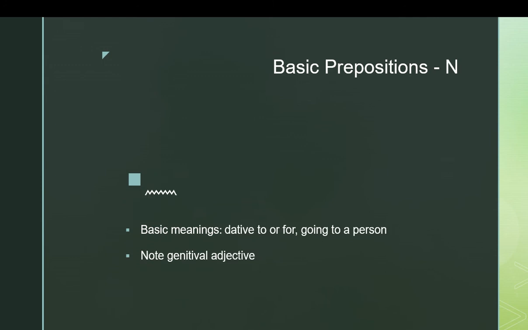Then you've got N. N is just the letter N, little squiggle. The basic meanings are the dative, to or for. That is to say, if you do something for someone or give something to someone. This is not generally directional to. You don't go to the store with N. That's a different preposition. But you might go to see a person. You do use N for that.